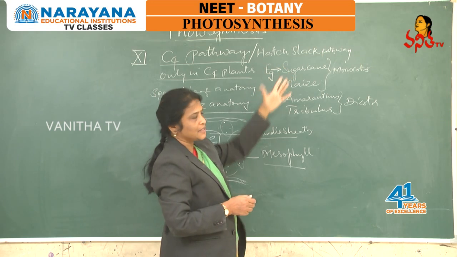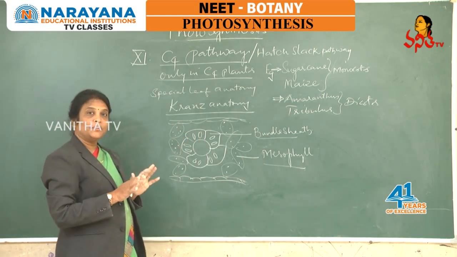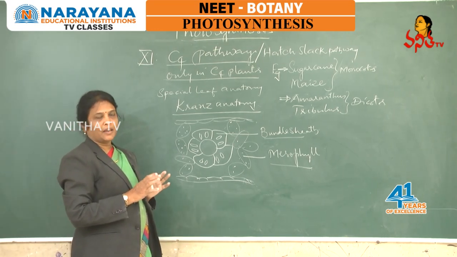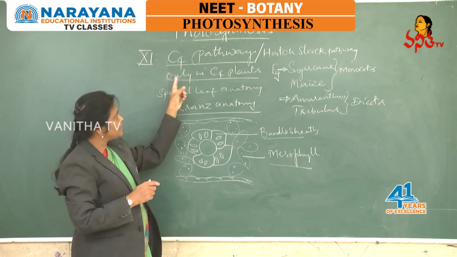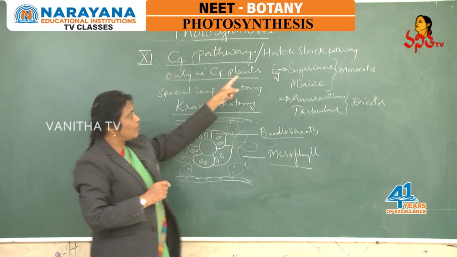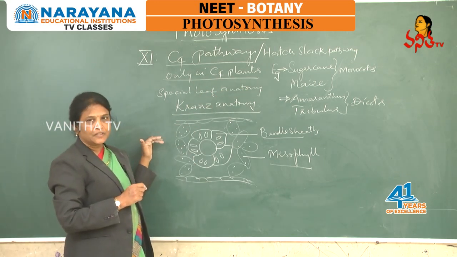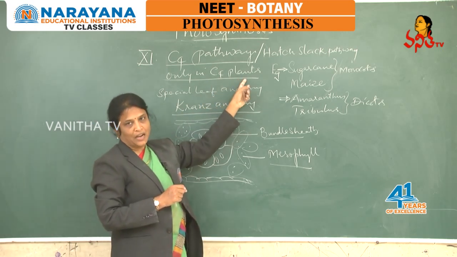Now, let us discuss the next subtopic in dark phase reaction, that is the C4 pathway, in other words called the Hatch-Slack pathway. Already we came to know that the C3 cycle is universal, that occurs in all photosynthetic organisms. That is the way how CO2 is reduced to carbohydrate. But this C4 pathway, also called the Hatch-Slack pathway, is an alternate pathway for the fixation of carbon dioxide that occurs only in C4 plants.